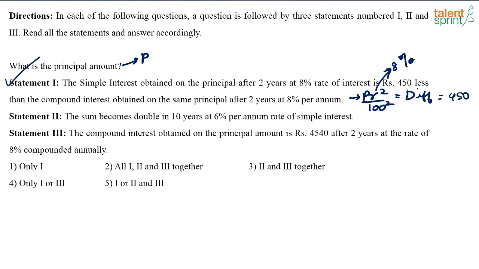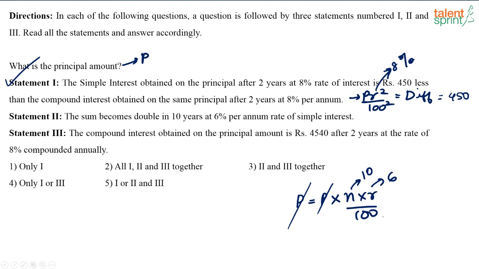Now look at the second statement. The sum becomes double in 10 years at 6% rate of simple interest. So what is happening? In 10 years, the interest that I receive is nothing but the principal itself. Then only the sum will double, correct? Only when the interest becomes the same as the principal, the total amount that I get will be P plus P, or 2P. So here I know N is given as 10 years, R is given as 6. But using this, can I find out what is P? I cannot, because P will get cancelled, no?